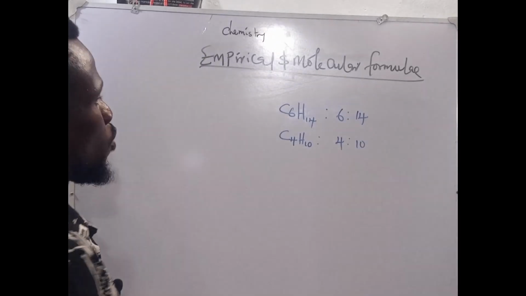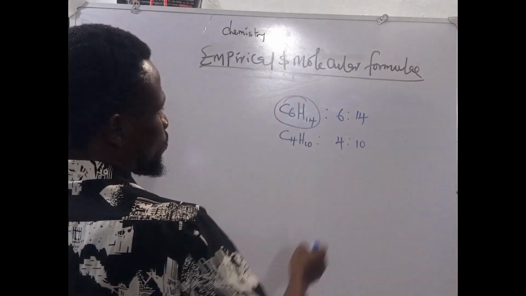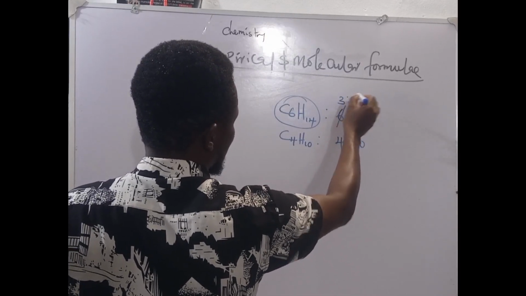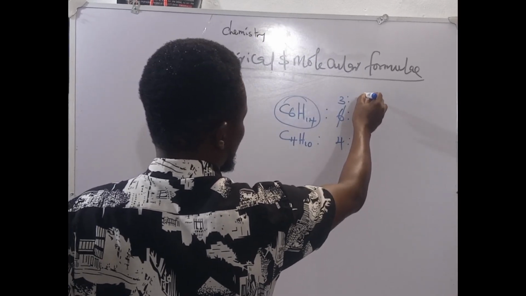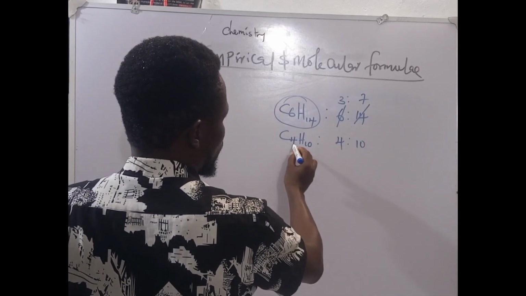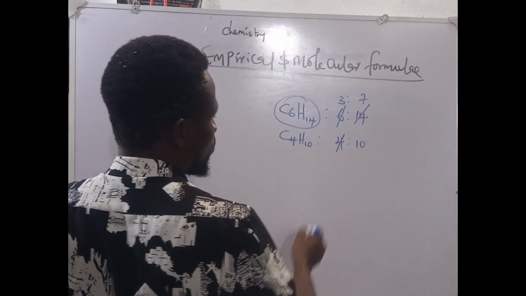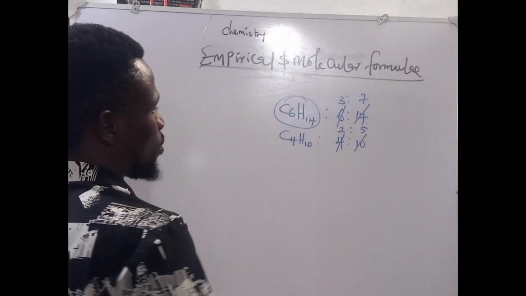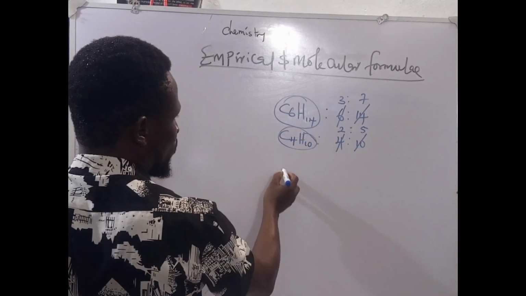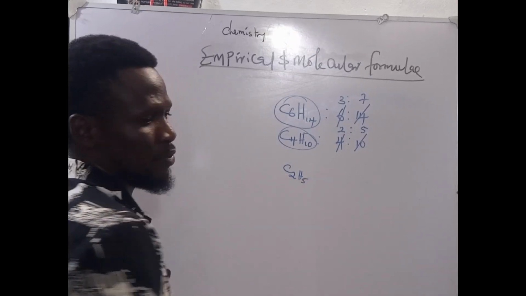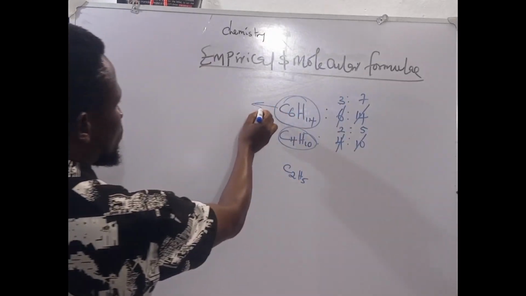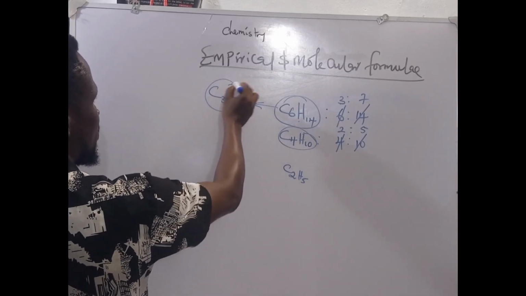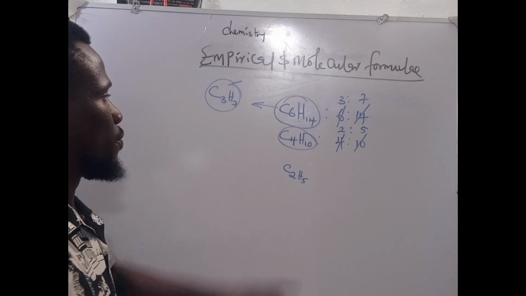4:10, right? What's the simplest ratio of these atoms? 2 can go here, right? If 2 goes here, you have 3. If 2 goes here, you have 7. Come to this place. What's the simplest ratio of this? 2 goes here. What is it? 2 goes here, 5. Can anything else divide? So the simplest ratio of the atoms of this compound is C2H5. The simplest ratio of the atoms of this compound is C3H7. So C3H7 is said to be an empirical formula of this compound.